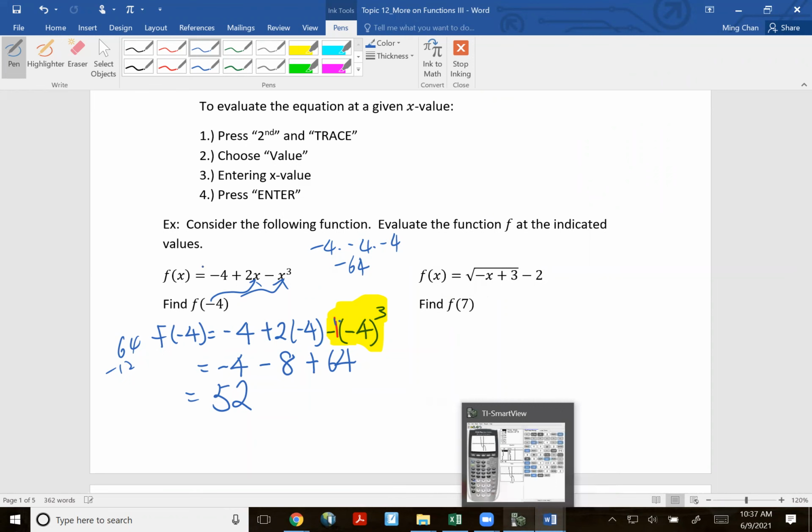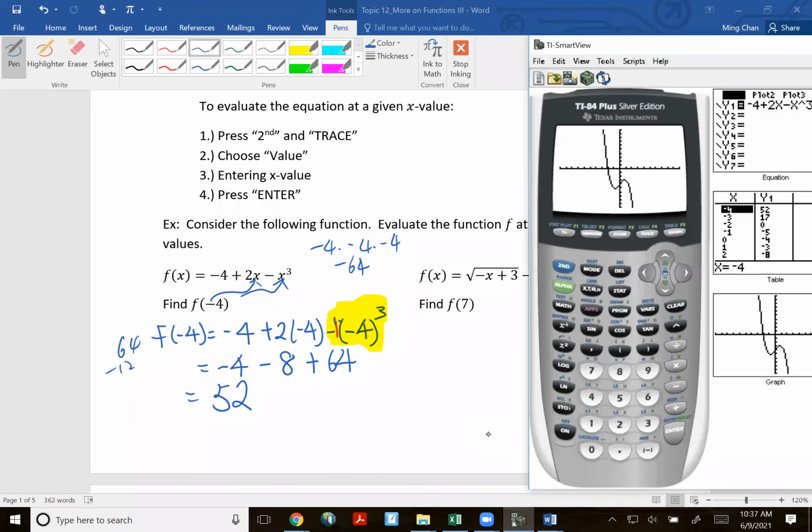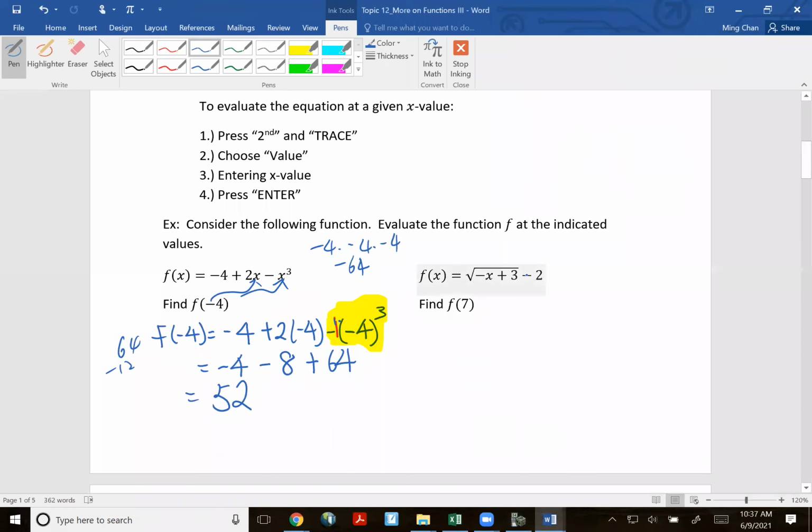So, by the way, what type of function is this one I just drew? That is a cubic function, right? That's a cubic function. This is a square root function. Square root of negative x plus 3 minus 2. So f of 7.